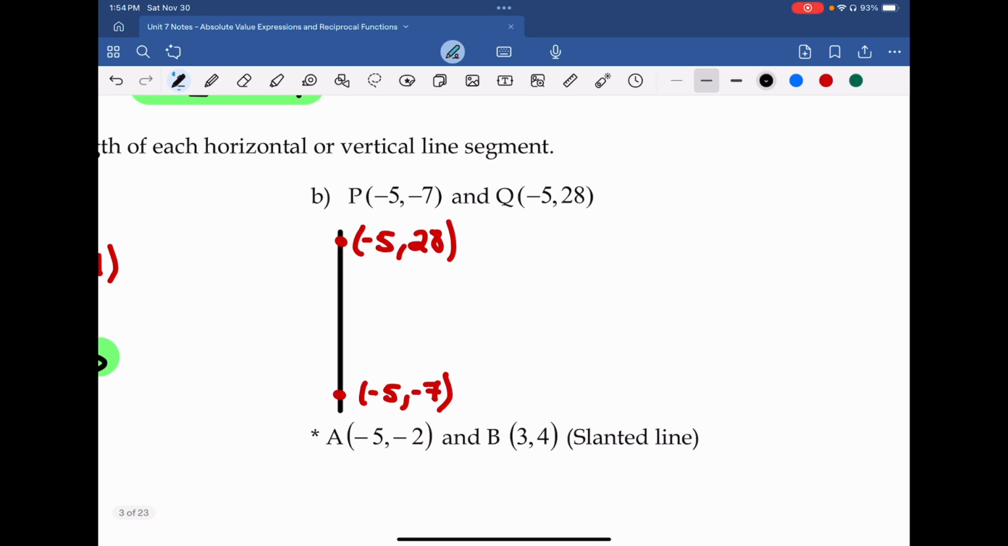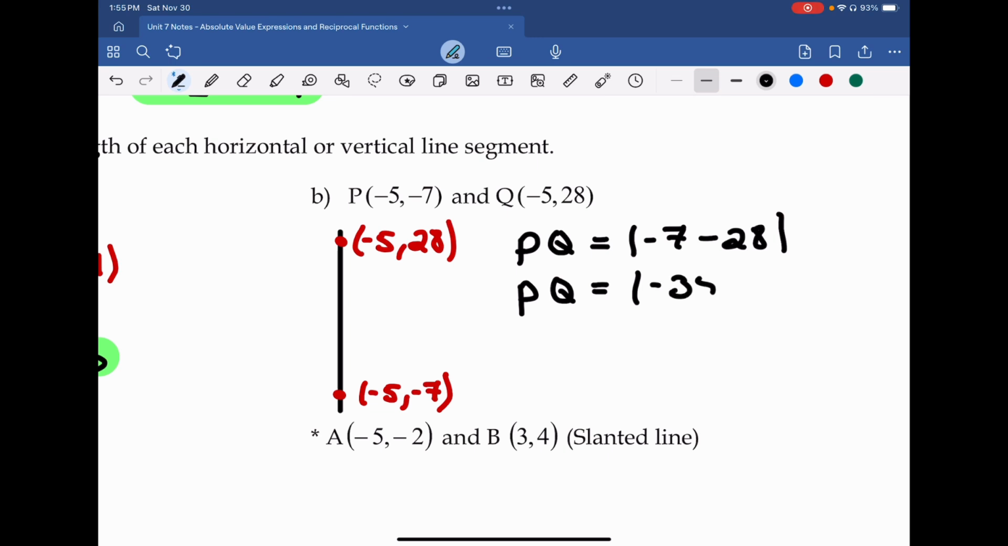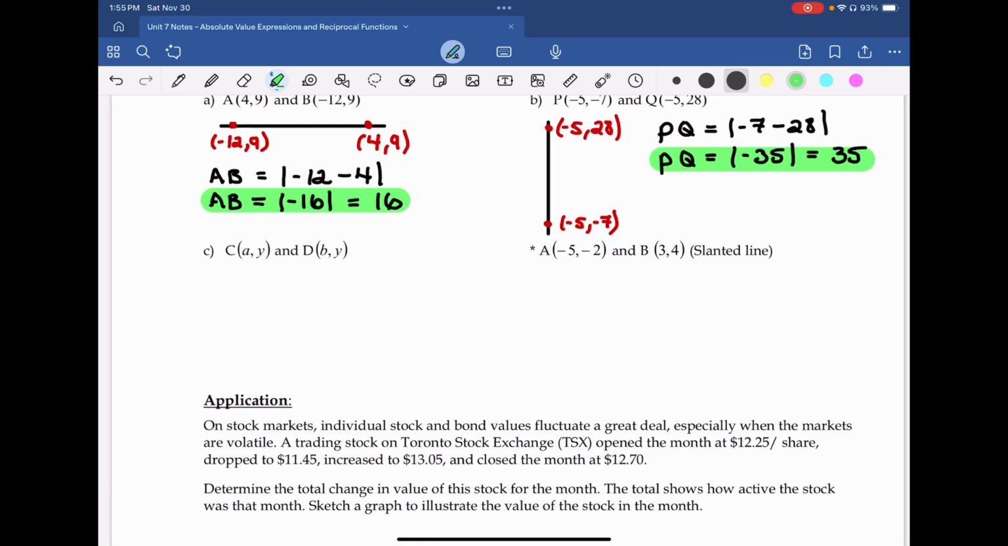And then we're just going to take the difference in these two numbers in terms of their y values. P and Q is equal to the absolute value of, we can take them in either order. Maybe we do the negative first, -7 minus 28, because again, we want to subtract the 2 to get the overall distance. This is going to be equal to, well, -7 minus 28 is going to give us -35, and if we take the absolute value of -35, this is going to equal 35 units vertically that make up this line segment of P and Q. Okay, let's go down to part C.